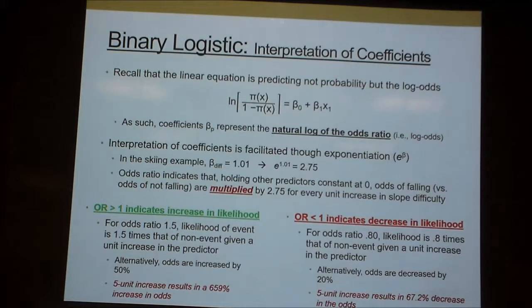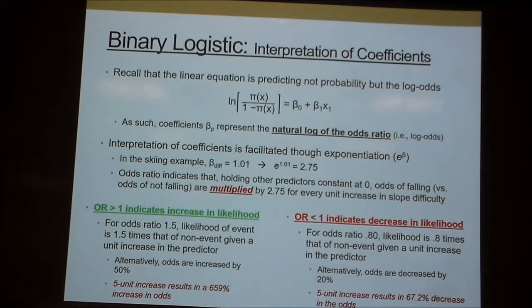Even if we were to talk about difficulty, I'm assuming that the impact of difficulty is independent of what season it is, right? So I would expect the odds of falling to increase at the same rate regardless of whether it's spring, autumn, or winter, right?